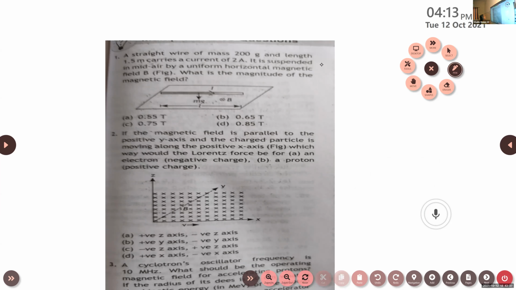A straight wire of mass 200 gram and length 1.5 meter carries a current of 2 ampere. It is suspended in mid-air by a uniform horizontal magnetic field B, as shown in the given figure. What is the magnitude of the magnetic field?